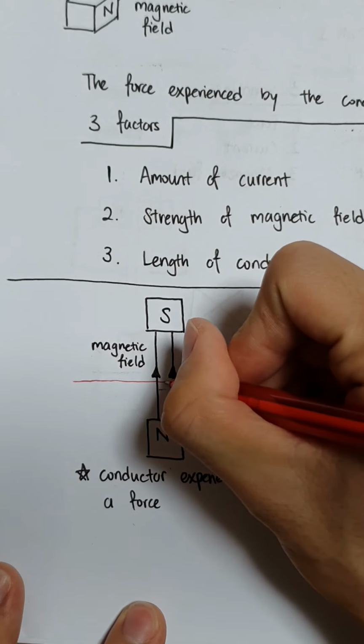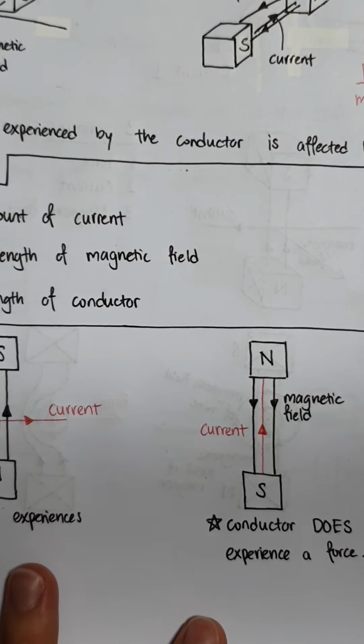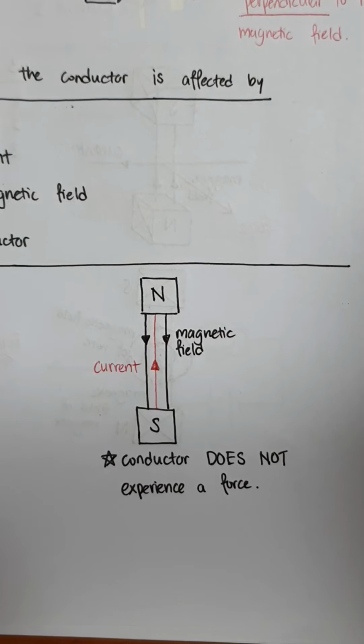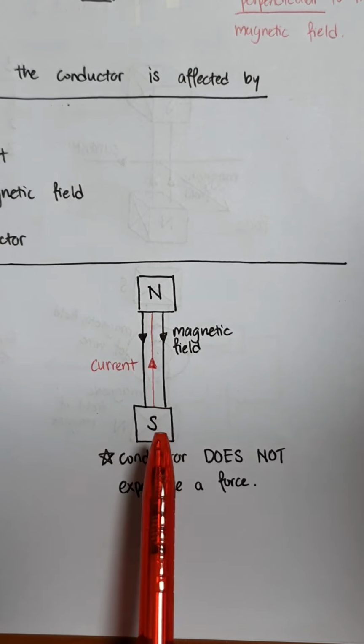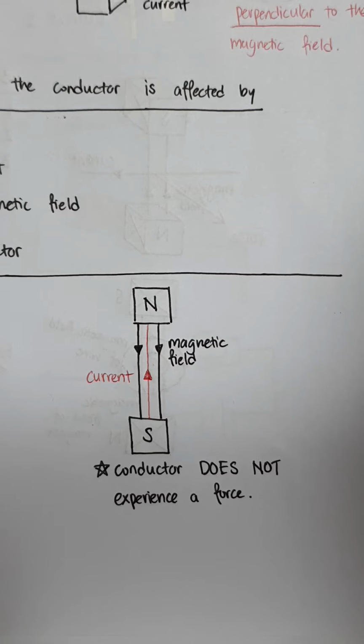So basically this is where the 90-degree is. Yep. Okay, whereas for the other case scenario, over here, you notice that the current is along the magnetic field. There is no 90-degree. I can't draw a 90-degree. There is no intersection at all. So the conducting wire here will not experience any force.